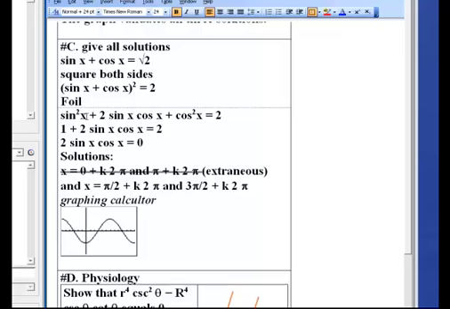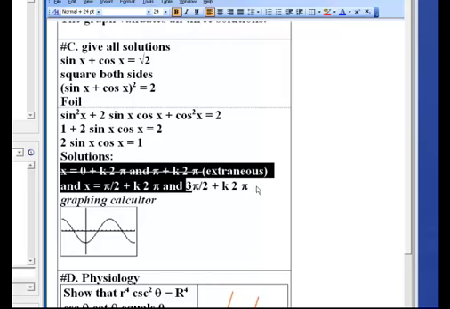On the left-hand side, we have a Pythagorean, sine squared plus cosine squared, which is 1. We subtract that 1 from the 2, which is a 1 here. Then what I should do is I should get rid of all of this here.